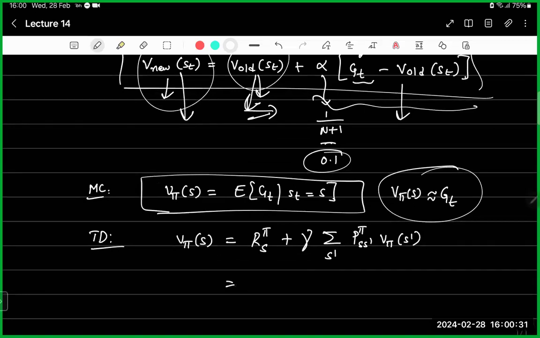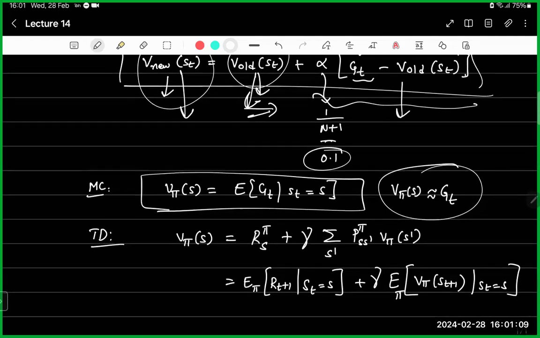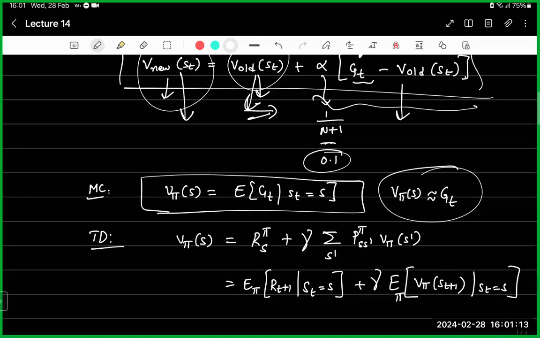So if I want to write this, what is this? This is the expected value under pi of R T plus 1 given S T equal to s, plus gamma times the expected value, if you take action according to pi, of V pi of S T plus 1 given S T equal to s. Right? This is how I can write it: the immediate reward plus the remaining return when you act according to policy pi. This expectation under pi essentially means the summation over all s dash of V pi of s dash. Right.